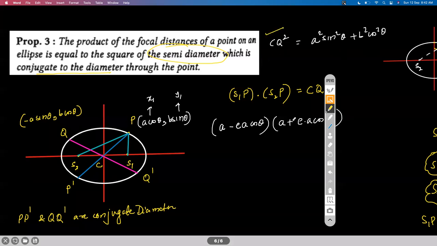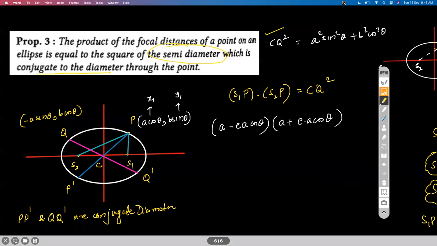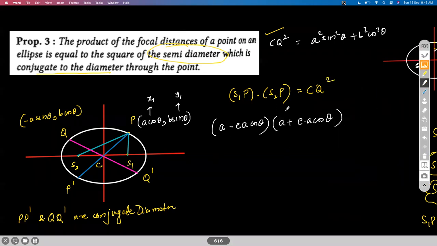Okay. Let's now simplify this and try to show that it comes out to be CQ square. Simple. Let's use our A square minus B square or X square minus Y square formula.